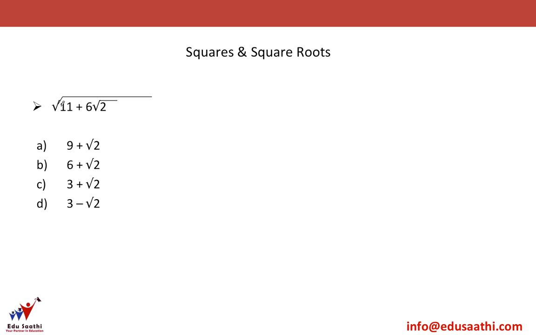We have to find the square root of 11 plus 6 root 2. The only way to find out the square root is if we convert this 11 plus 6 root 2 into a perfect square, for which we will have to use one of the identities which we've already studied. So I can write 11 plus 6 root 2 as 9 plus 2 plus 2 into 3 into root 2. 9 can be written as 3 square, 2 can be written as root 2 square, whereas 2 into 3 into root 2 remains as it is.